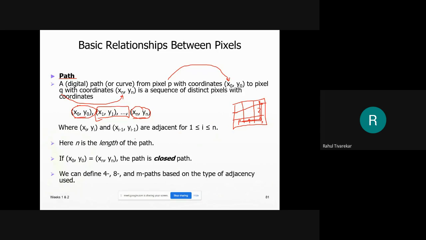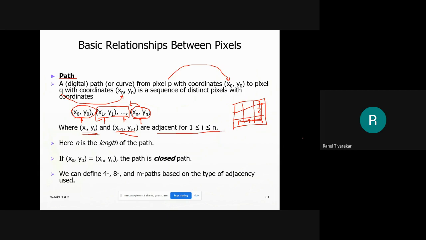So in a path, every next pixel, suppose x0, y0 is one pixel, then the next is x1, y1, and the last is xn, yn. The previous of this will be xn minus 1, yn minus 1. So one pixel, and just before that, they are adjacent for all the values of i.